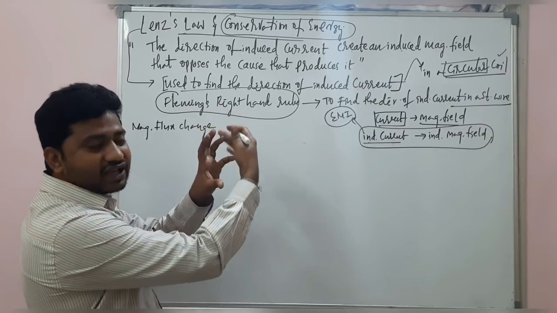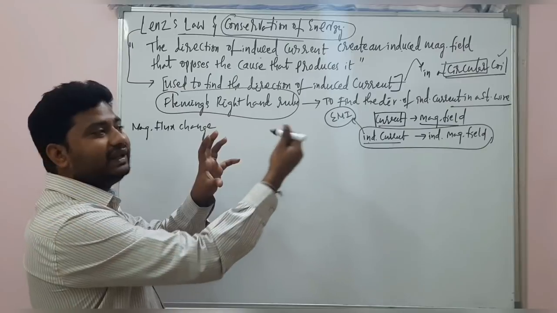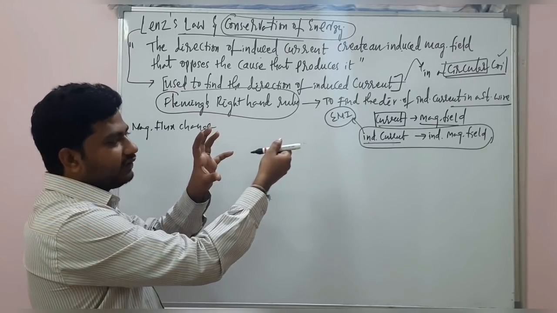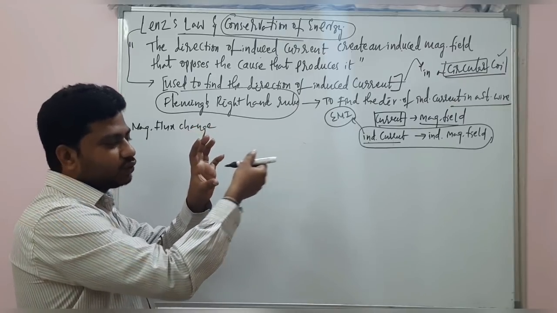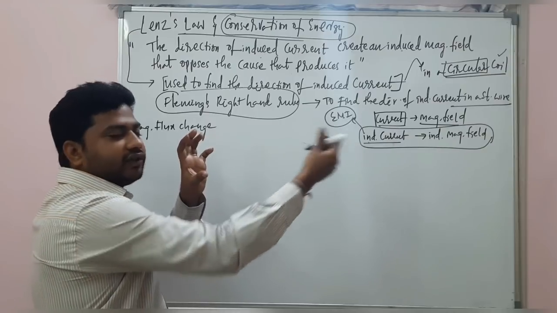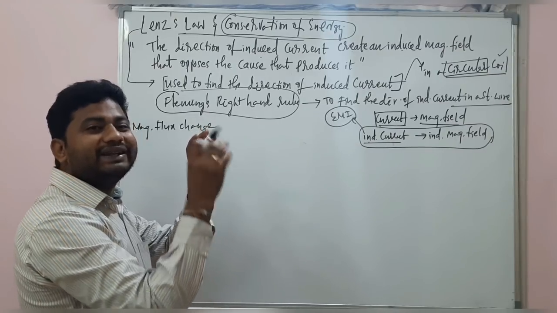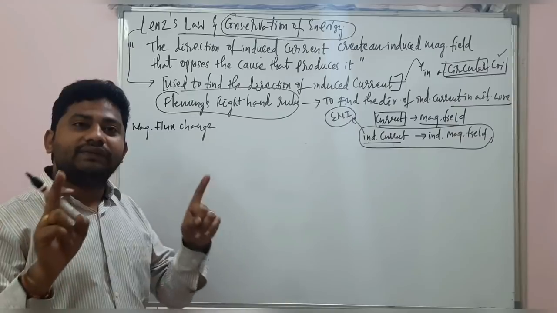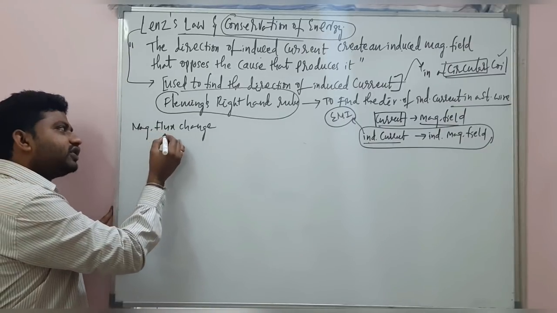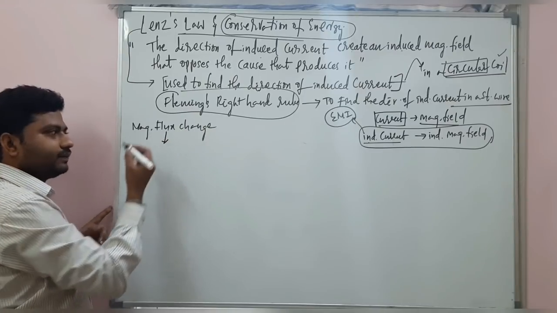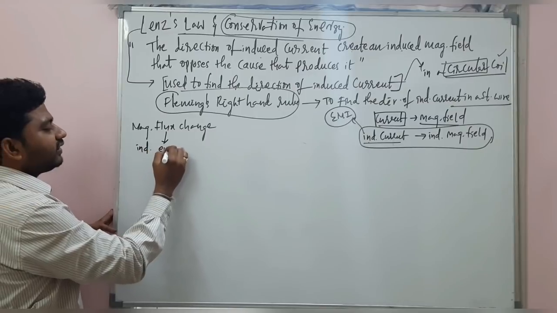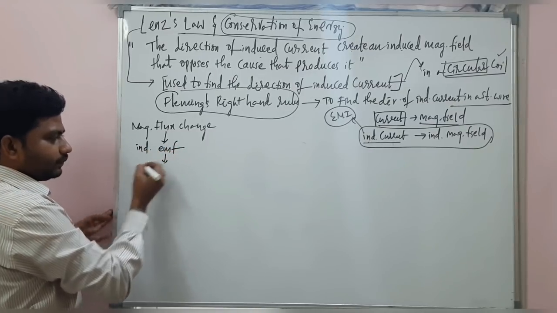The flux associated with the coil will increase, yes or no? The number of field lines passing through the coil will keep on increasing when it is moving towards it. When the same magnet is moving away from the coil, the flux linked with this coil will decrease. Whatever it may be, there is a magnetic flux change. Because of this magnetic flux change, what happens? Induced EMF is generated, yes or no?